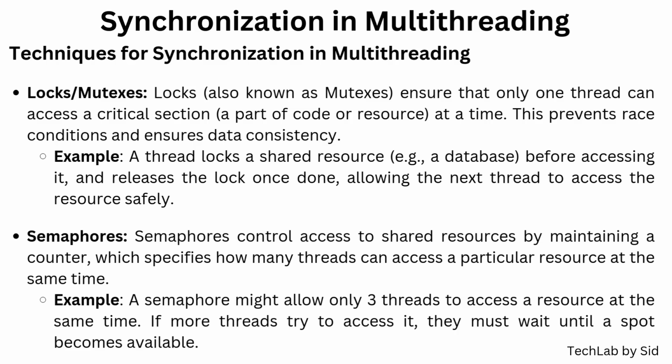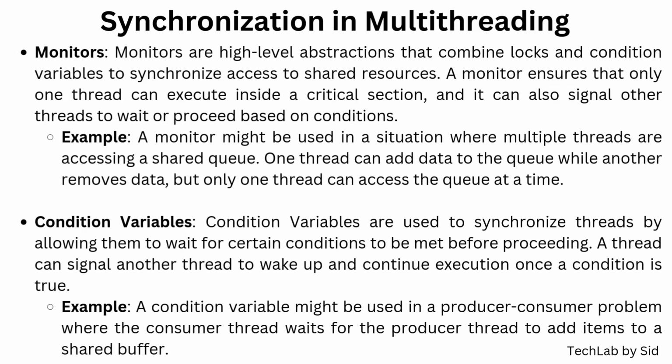For example, a semaphore may allow only 3 threads to access a resource at once. If more threads attempt to access it, they must wait until a spot becomes available. Monitors are high-level synchronization mechanisms that combine locks and condition variables to manage access to shared resources.